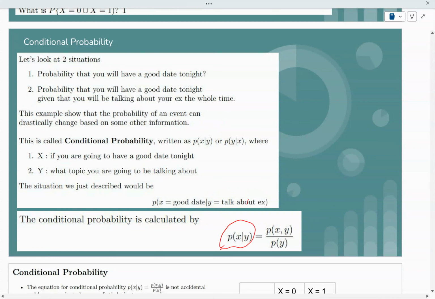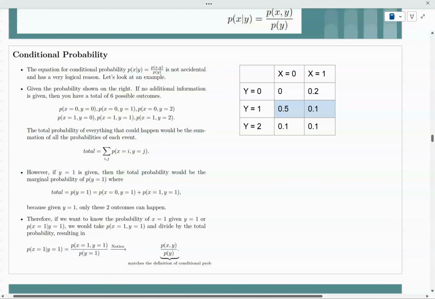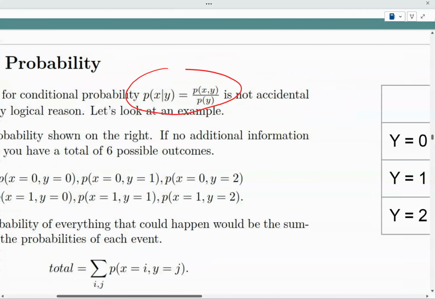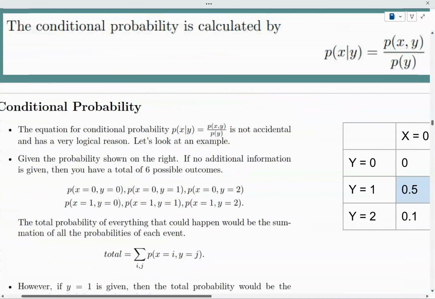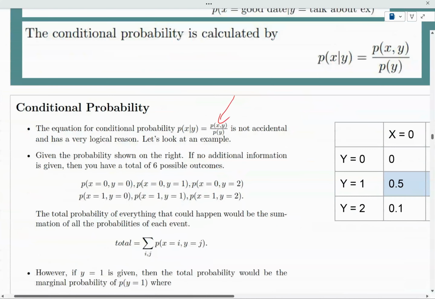When you want to calculate probability of x given y, it follows this equation, where you have the joint distribution divided by the marginal. Now, if you just look at this and try to memorize it, it's not easy. However, I want to convince you that this equation is actually very intuitive once you visualize its meaning. This equation is not just some random equation. There's a reason behind it. Once you understand the reason, hopefully you'll understand where the equation comes from and can come up with it yourself.